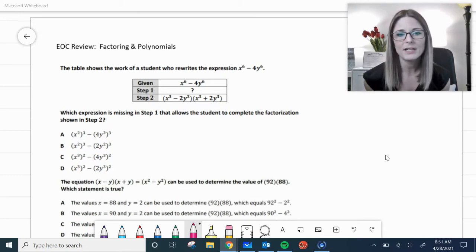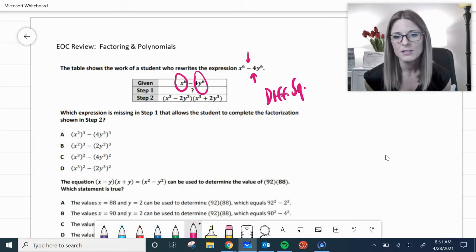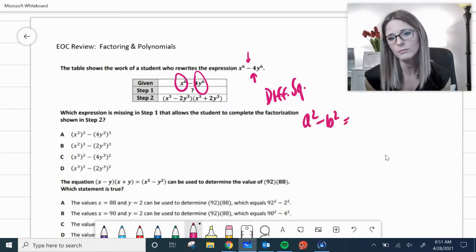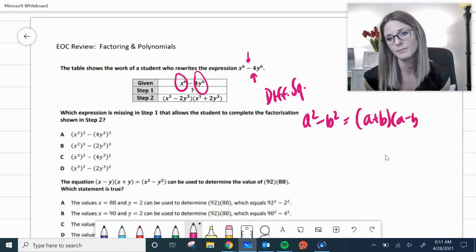So because these are even exponents, and I can see that the 4 is a perfect square, and we're subtracting, this is focusing on the difference of squares formula. So that formula is for factoring, say, a squared minus b squared would factor into a plus b, a minus b.